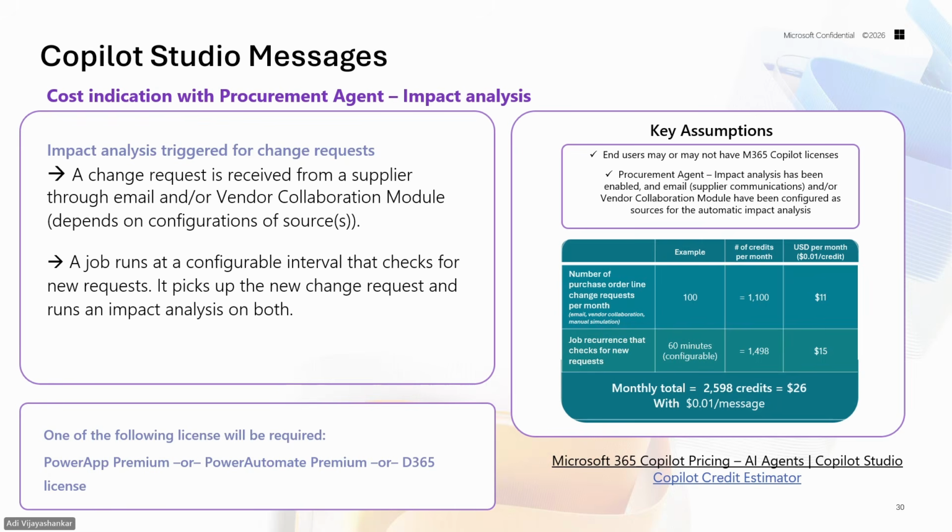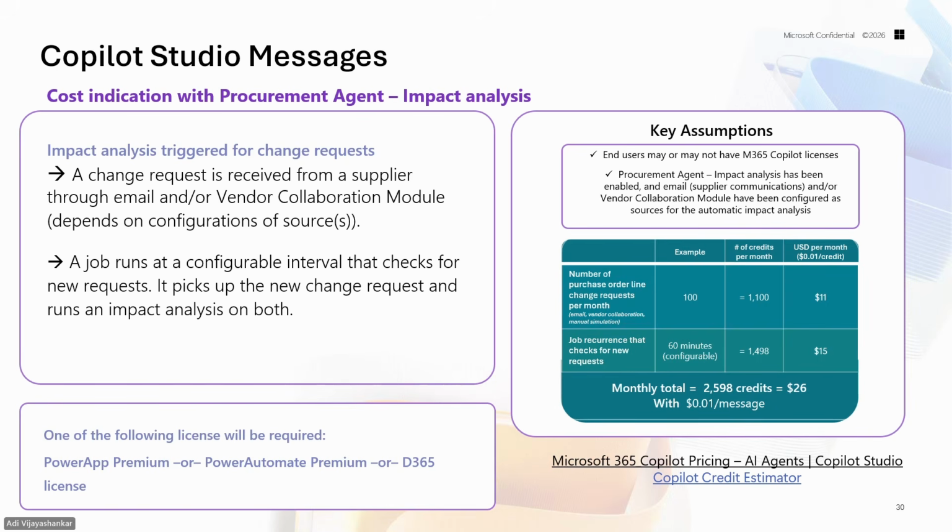Also, for the vendor collaboration module, it is only the accepted with changes status that triggers the impact analysis. So it's not going to run for every message received. It's also going to run based on the configuration, specifically if using supplier communications, besides the chosen sources, the chosen mailboxes and vendors. It runs per line, per purchase order line, and not per email or per purchase order.